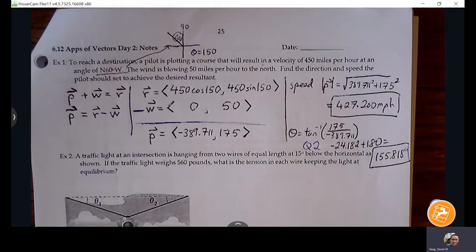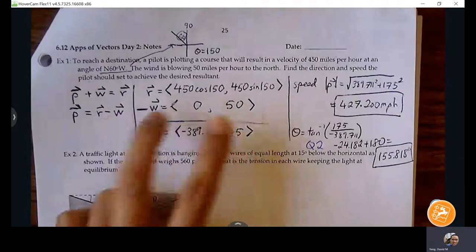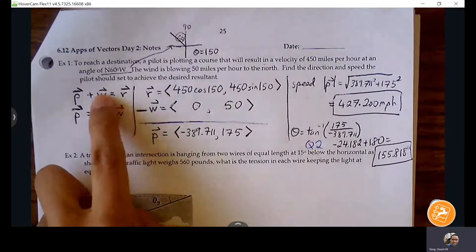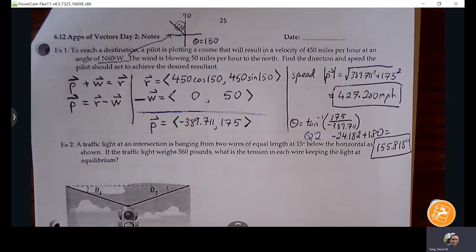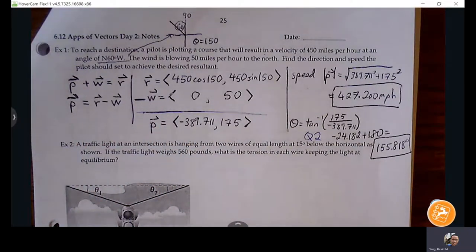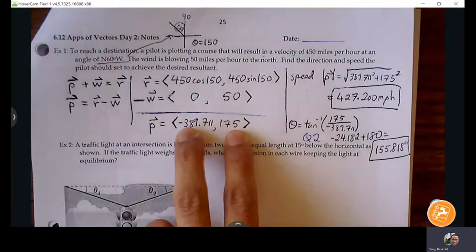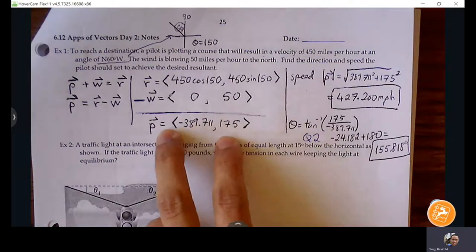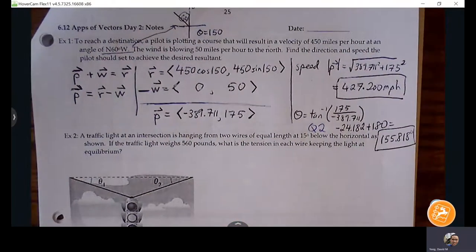So we say vector P plus vector W equals vector R. We have vector R, we have vector W, so we have to subtract vector W from vector R to get to vector P. So this is the problem that requires a little bit of rearranging, but once you get past that first step, then really once you get to that final vector that you're looking for, then speed and direction is familiar, because you've been doing it ever since that you've shown that you can do it on the quiz.